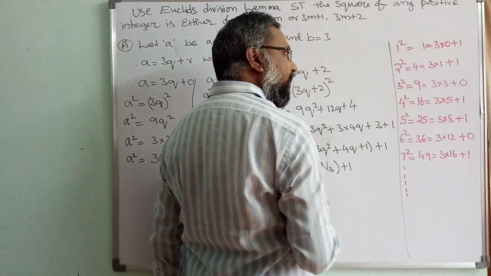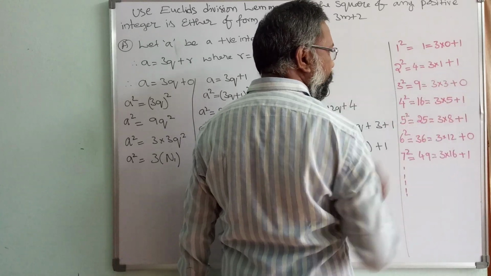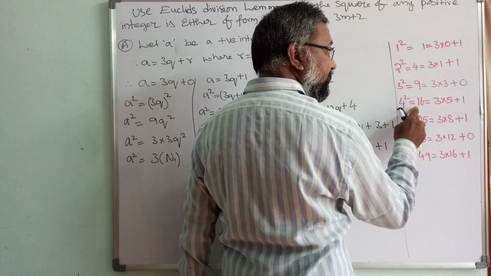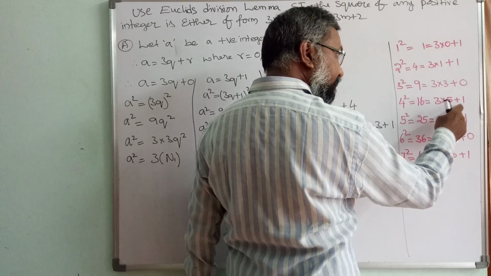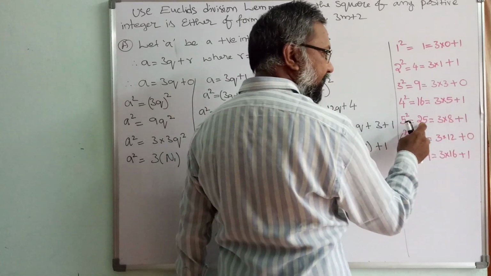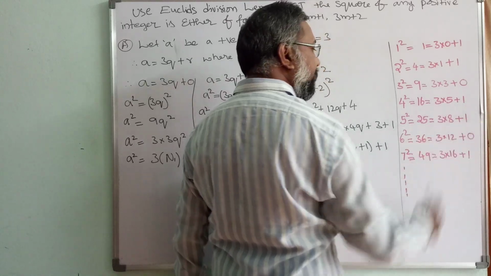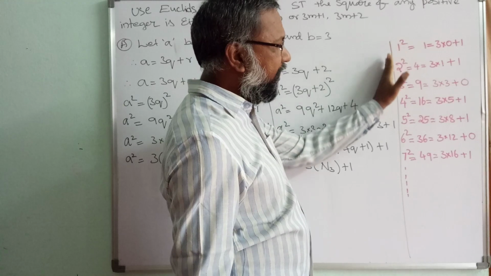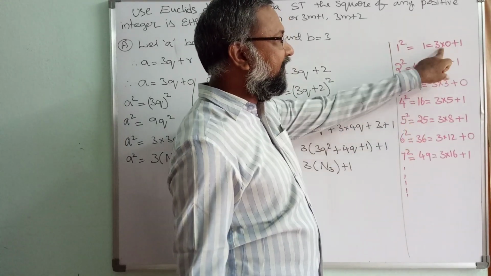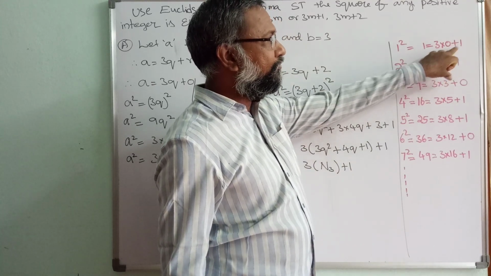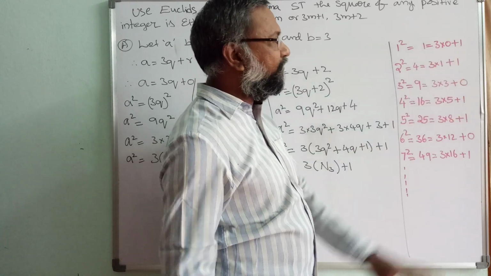Here 3 square is 9, therefore 3 times 3 plus 0. Here 4 square is equal to 16. We can write 3 fives are 15, plus 1. 5 square is 25, which is 3 times 8, 24, plus 1. So the square of any positive integer can be written in the form of 3n plus 1 or 3n form.